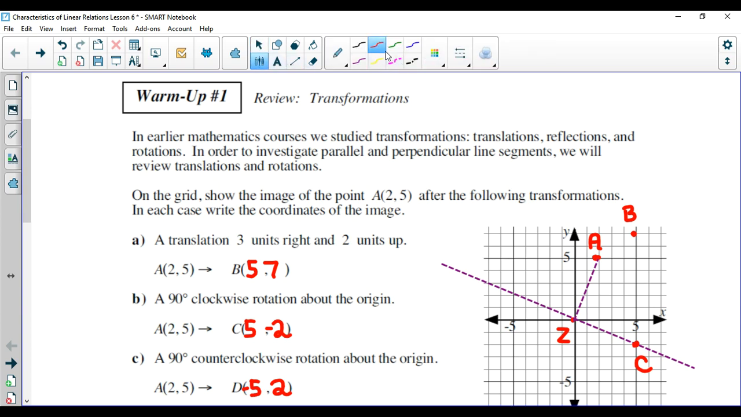So this point on the grid would be located at -5, 2, which is going to be located right here. So that would be point D. And that's a 90-degree rotation of that point A, about the center of rotation in the clockwise direction.